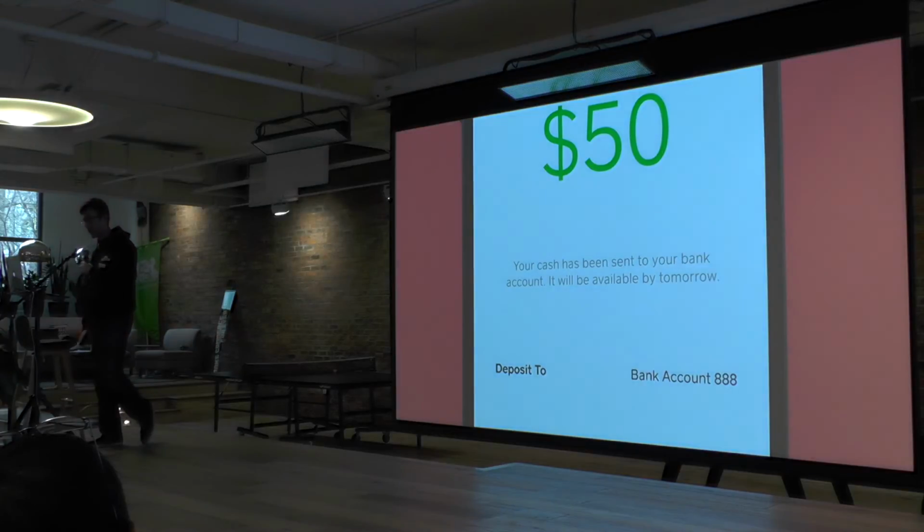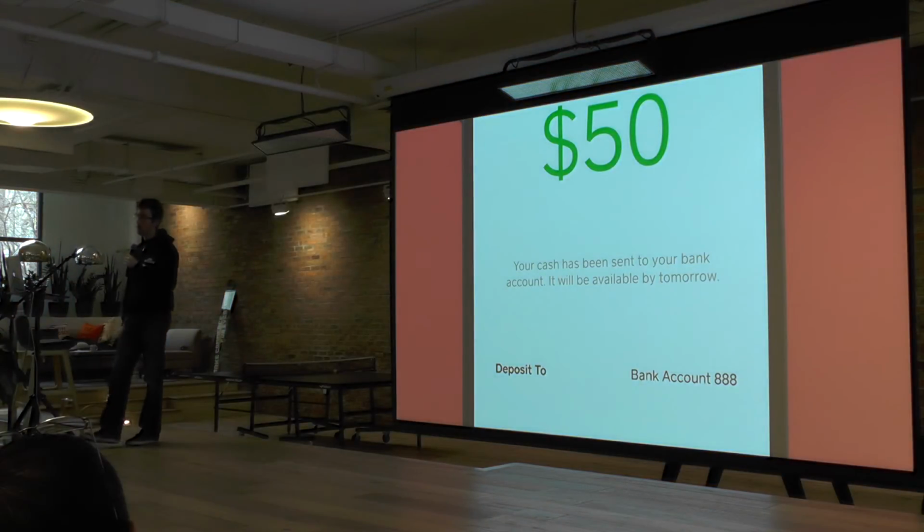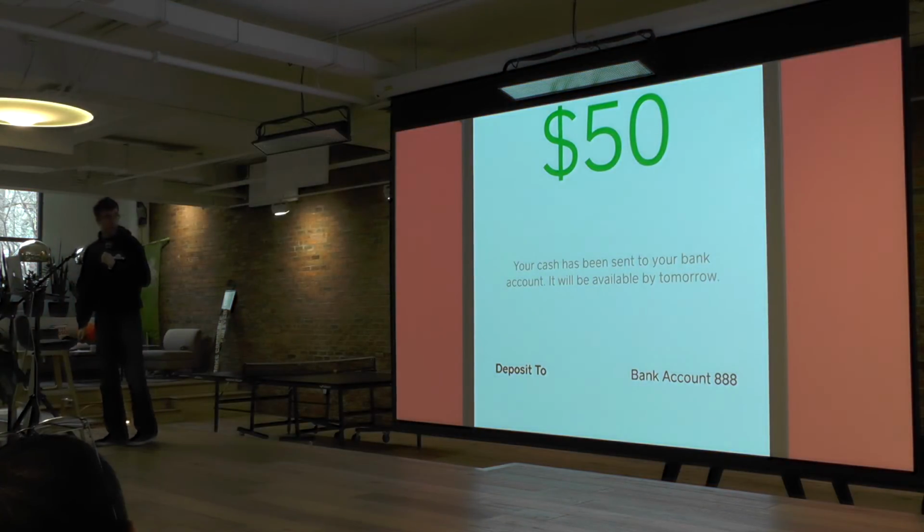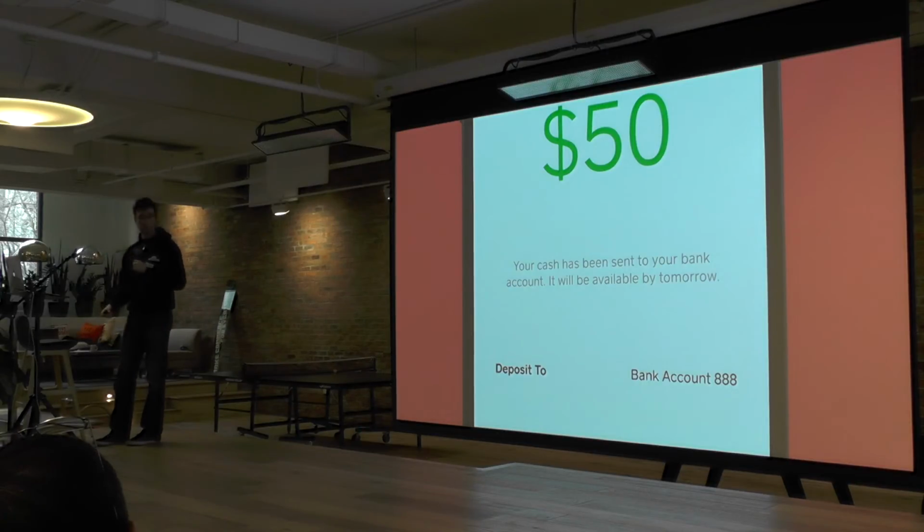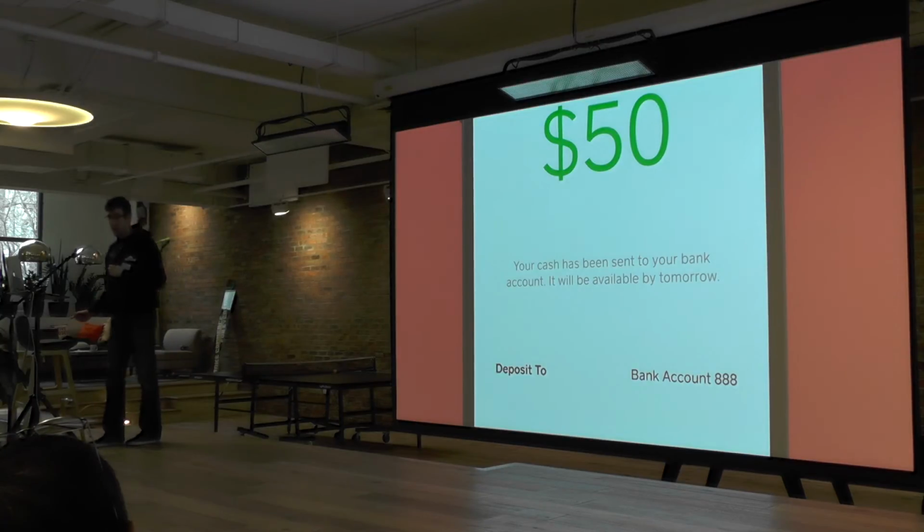So we have this message here. Your cash has been sent to your bank account. It will be available by tomorrow. It seems fine at first until you realize that it says by tomorrow. There's time involved in this now. So 24 hours from now, this string is going to change.